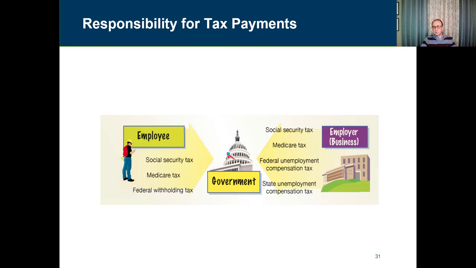So the responsibility for tax payments, as you can see here: the government collects from the employee's Social Security, Medicare, and federal withholding tax. But the employer or the business also has to match the same amount of Social Security tax and Medicare, which we call FICA, and then they also have to pay FUTA and SUTA. And again, as I said before, the government is actually collecting from both sides, especially Social Security and Medicare. I use the term double dipping because it's the exact same tax, but we're taking it from both sides.